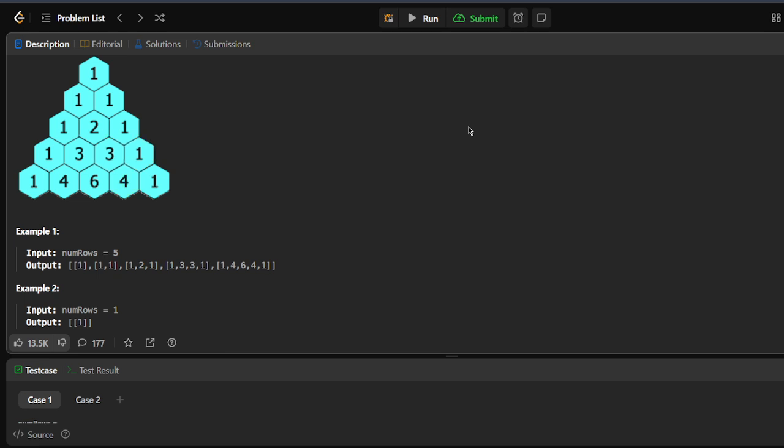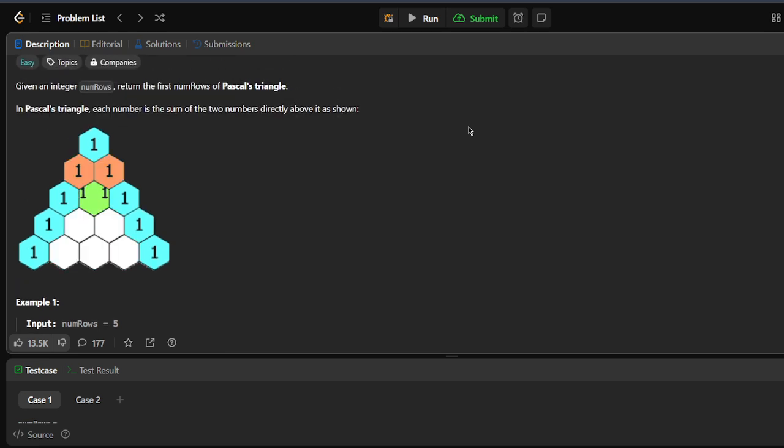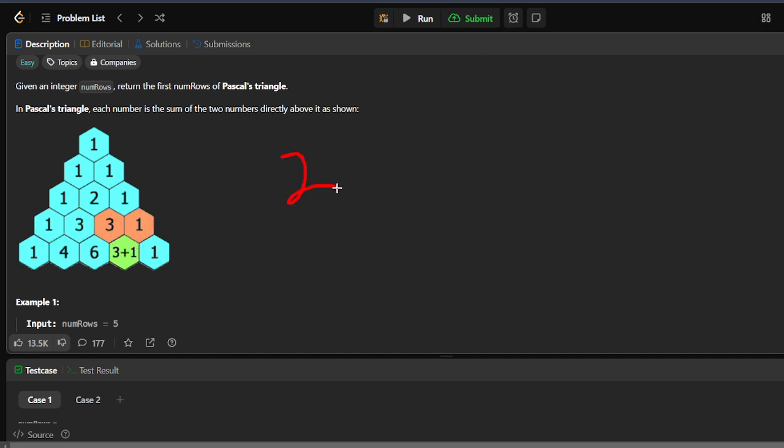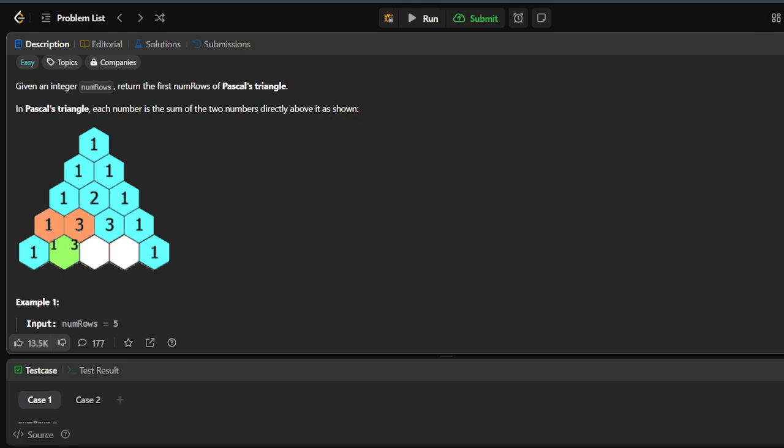In this question, nothing else is needed except knowledge of 2D vectors. If you have knowledge about the 2D vector, you can simply solve this question easily. In this question, you don't need any special logic. But we will also discuss the way to solve this question.